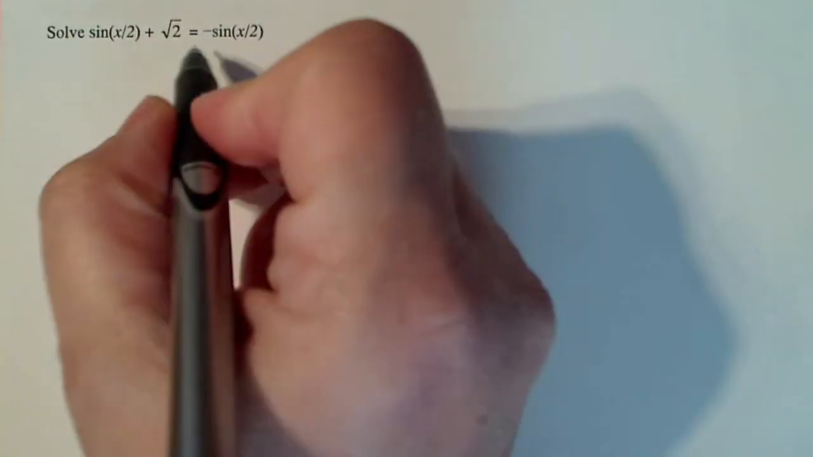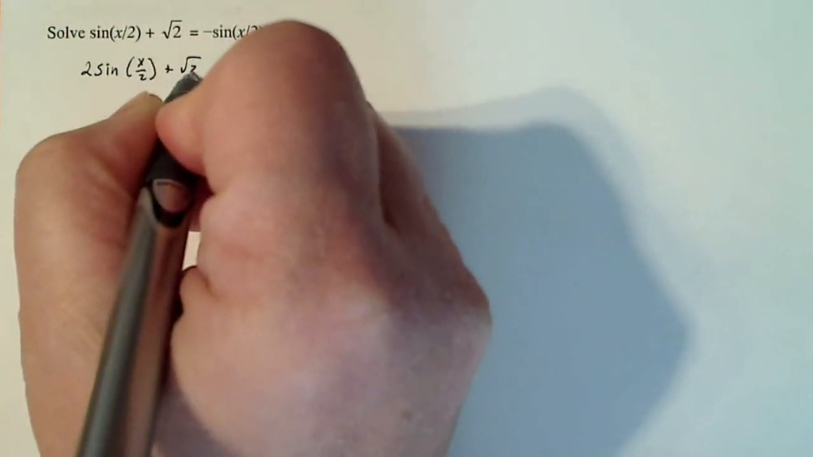carefully. First, in order to do this, we have to solve for all the x values in one rotation of the unit circle, and then we can work on expanding it from there. So first of all, I'm going to put all the terms that have the sine on one side and all the terms that don't have sine on the other. So in this case, I'm going to add sine of x over 2 to both sides.